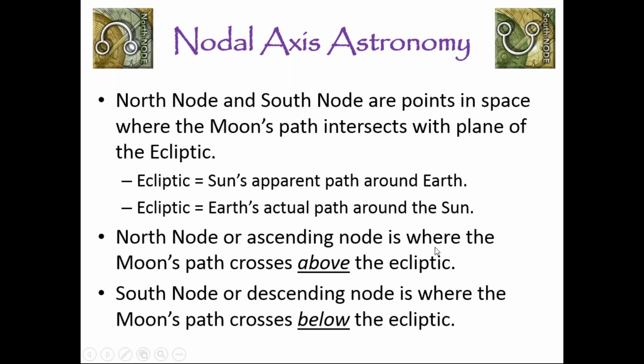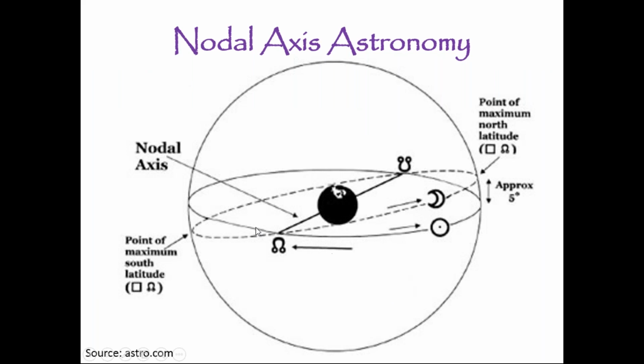And the north or ascending node is where the Moon's path going around Earth crosses the plane of the ecliptic going above it. South node, descending node, is where the Moon's path crosses below the ecliptic. Here's the visual. Here is the Sun's apparent movement around the ecliptic. Here's the Sun's movement around planet Earth being in the middle. Here's where the Moon's path crosses the ecliptic going north, north node symbol. Two weeks later, south node, and it goes south of the ecliptic.